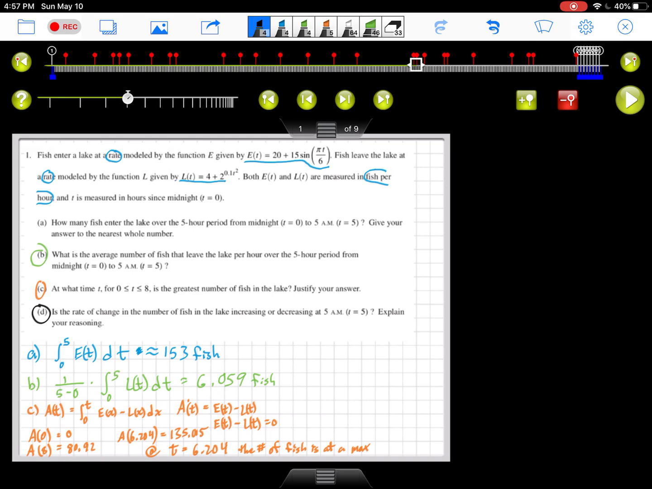Let's look at D now. It says, is the rate of change in the number of fish in the lake increasing or decreasing? So this question is actually asking, is A prime increasing or decreasing at t equals 5? Now, if we want to know if A prime is increasing or decreasing, we're going to have to find A double prime. So let's find A double prime. To find A double prime, I'm going to go back and look at A prime, take the derivative of that. That would simply be E prime of t minus L prime of t. And then I'm going to plug 5 into that to see if I get a positive or a negative answer.